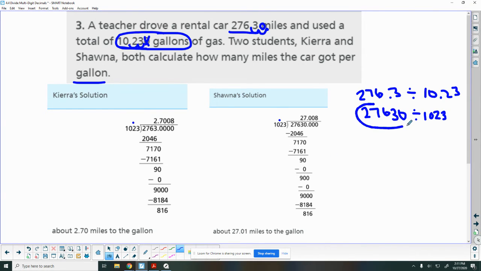So next, I want you to check the dividend. So they should have 27,630 inside. So look and see who has that. So 27630, that matches. 2763 decimal, they forgot to move their decimal one extra place. They only moved it one place instead of 1, 2. So remember, we have to match everything we're doing to our problems to keep them balanced. So Kira forgot to move her decimal 2 places.